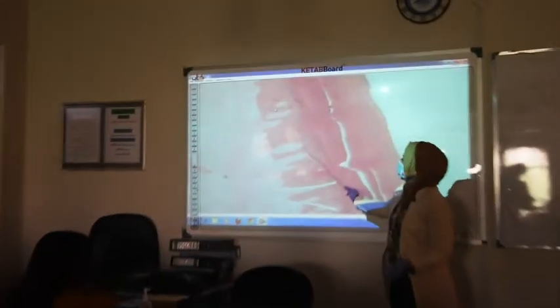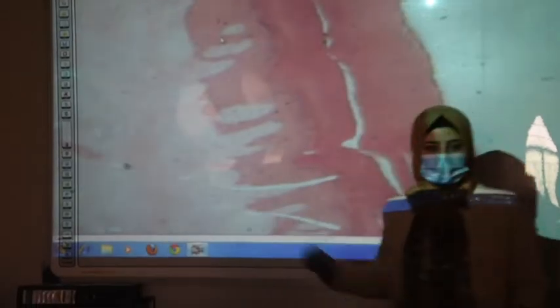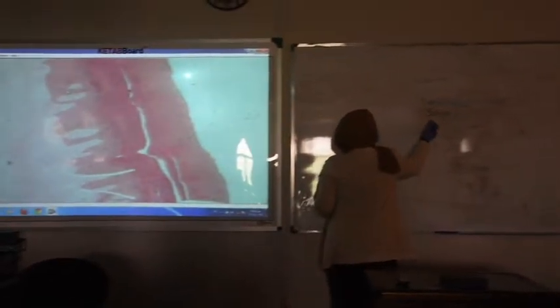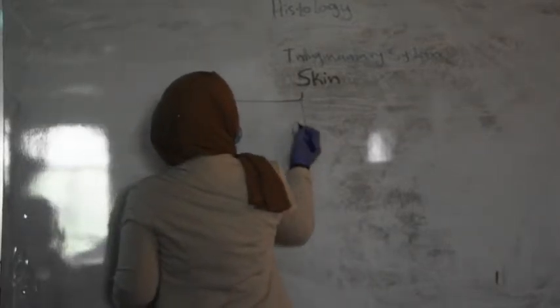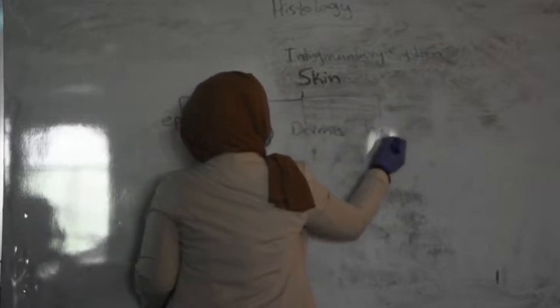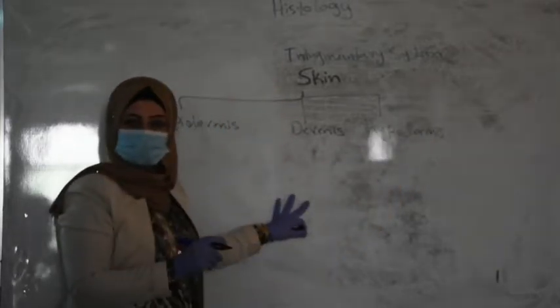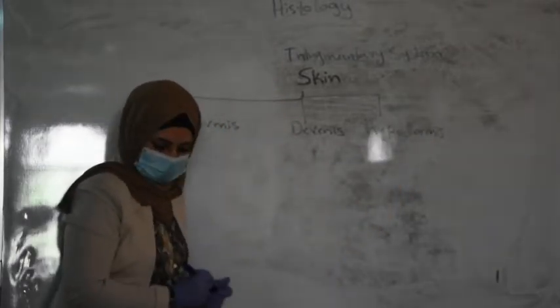Three main layers, that is epidermis, dermis, and hypodermis, or sometimes called subcutaneous. We started with the epidermis.